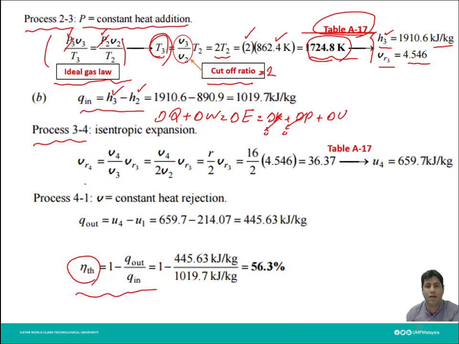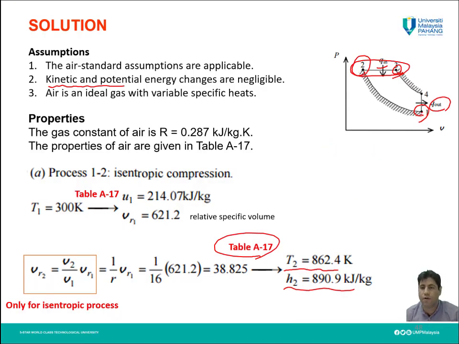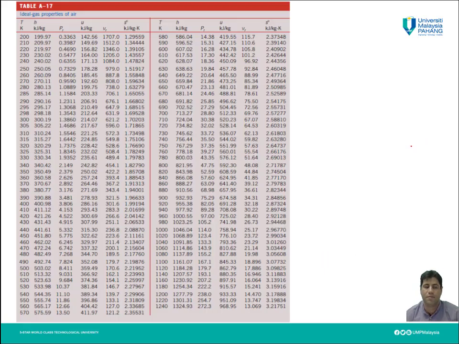For state 4, we can write this equation because we have an isentropic process. VR4 is equal to V4 divided by V3 times VR3, which is similar to the equation we had in the previous step. Here we have V4 divided by V3. What is this?